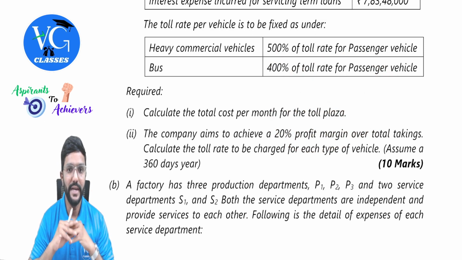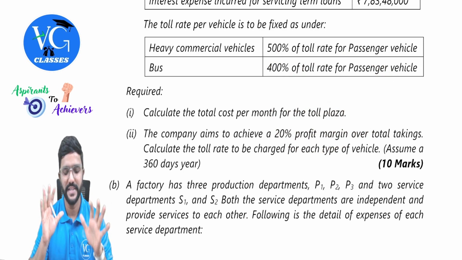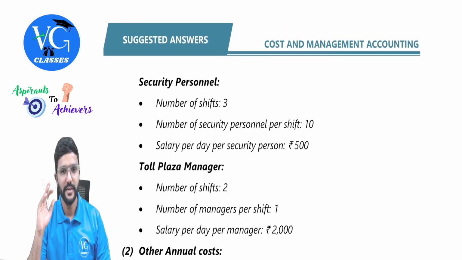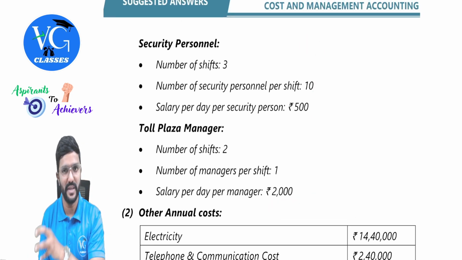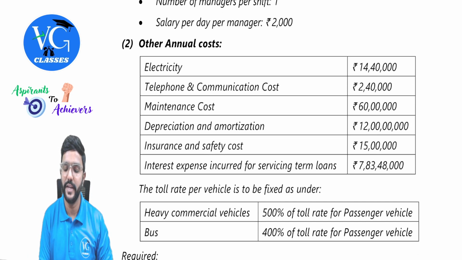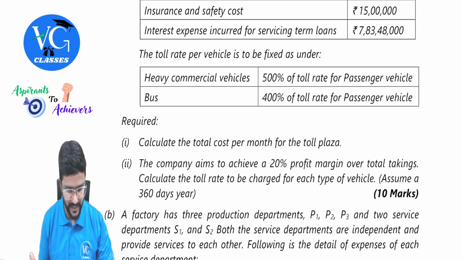Required: calculate the total cost per month for the toll plaza. This is easy, guys. Everything is already given. We need to take care of it. Here we need to multiply to calculate the cost per month, that is the salary part, whereas here we need to divide it by 12. Just add up everything. That's all. Game over. First part is done.